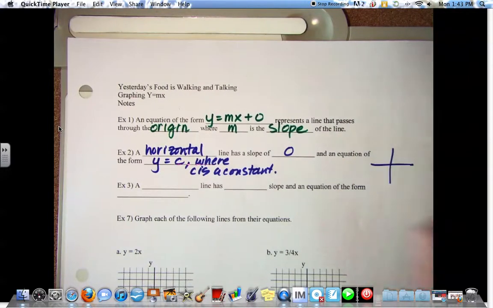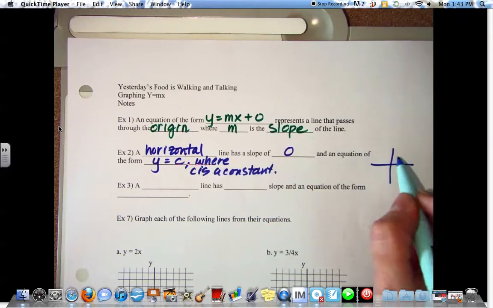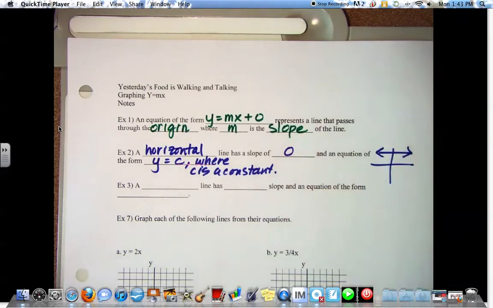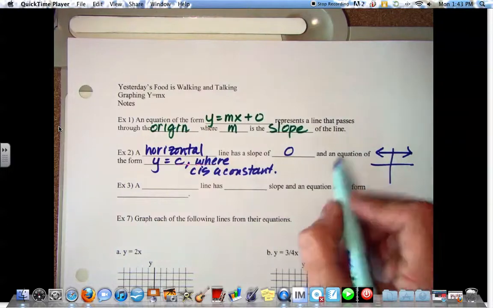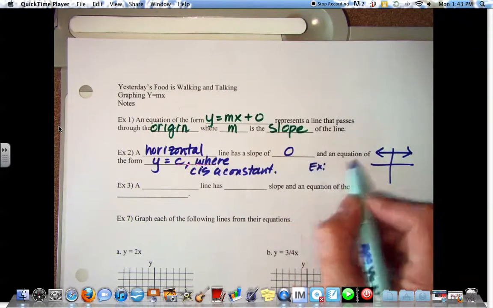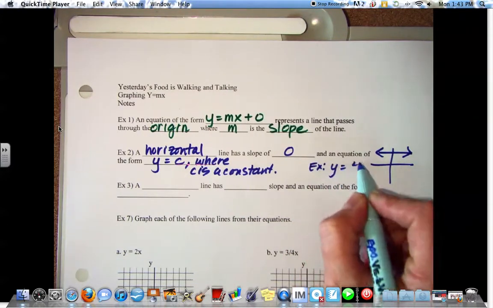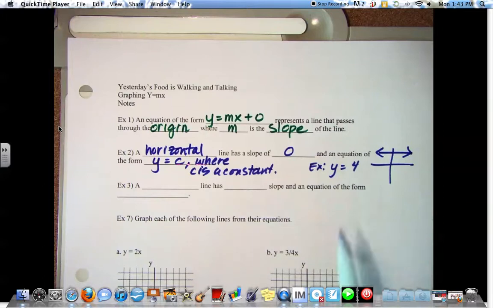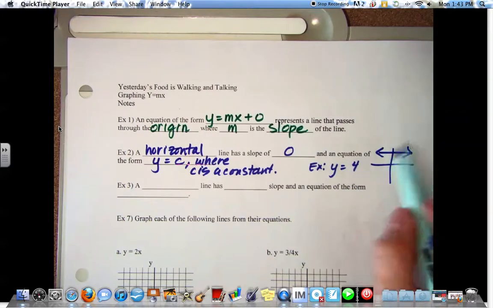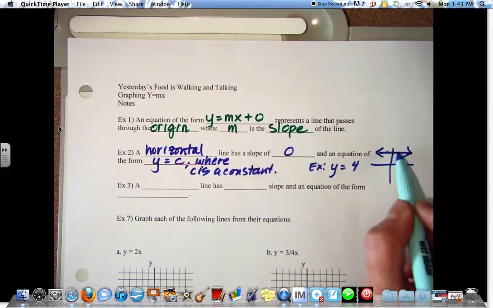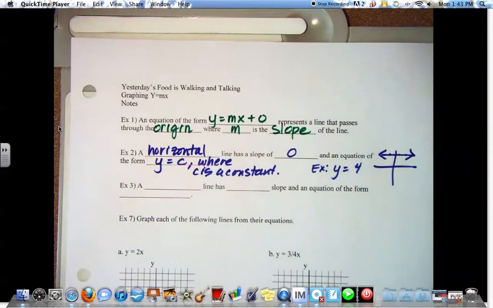So we have the coordinate plane and a horizontal line looks like that, has a slope of 0, and the equation could be y equals 4. 4 is the constant. It's always 4. It's 4 here, it's 4 here, it's 4 here, it's 4 here. Okay. I understand now.